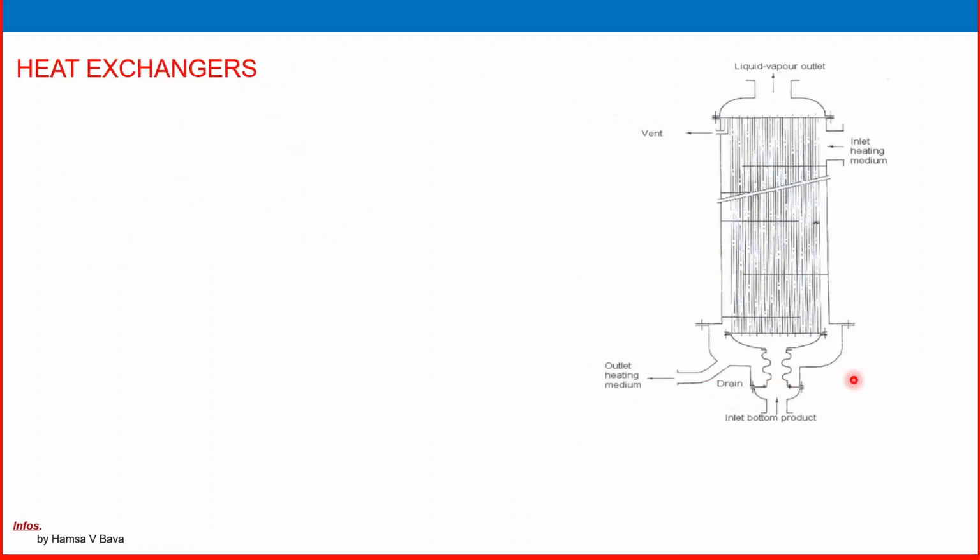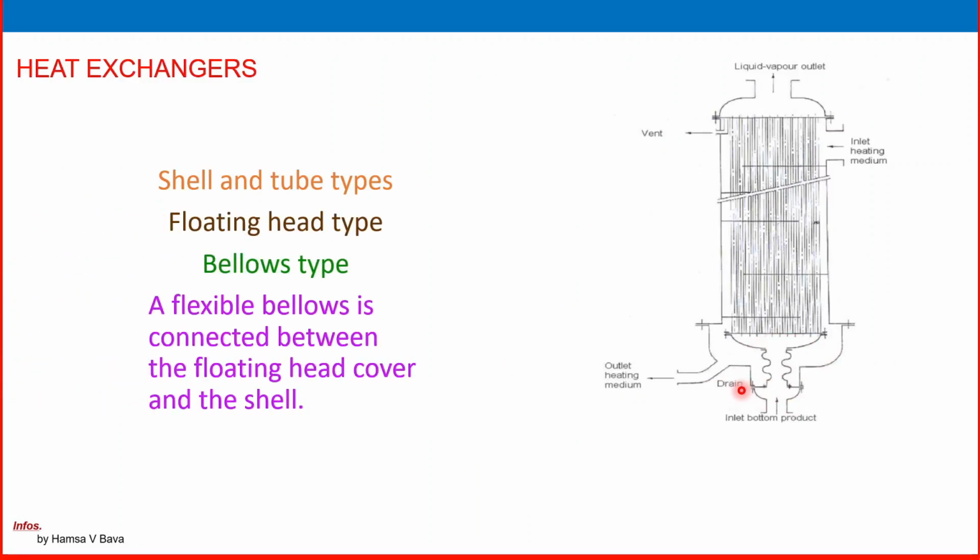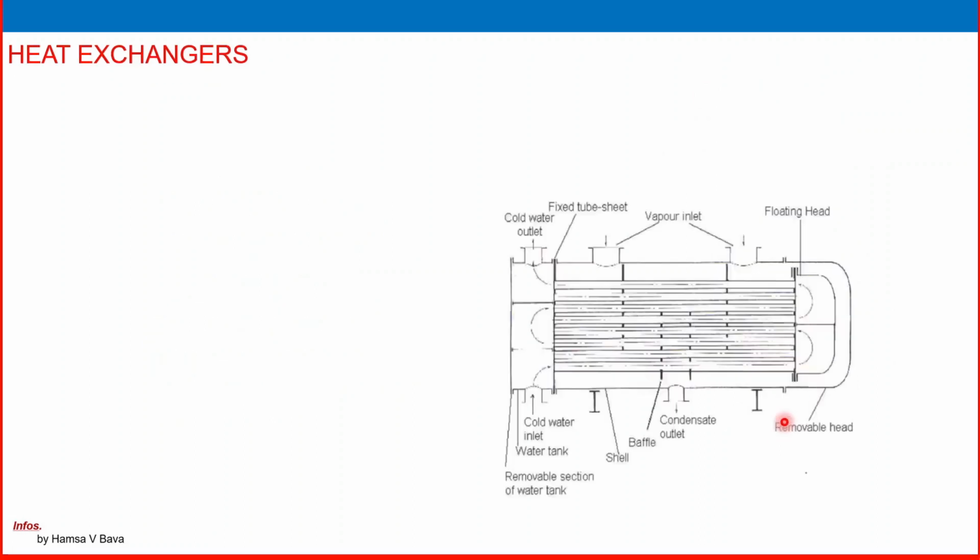Another one is the bellows type. See here, bellows type heat exchanger, shell and tube, floating head. A flexible bellow is connected between the floating head cover and the shell. That is another method, shell and tube heat exchanger only.